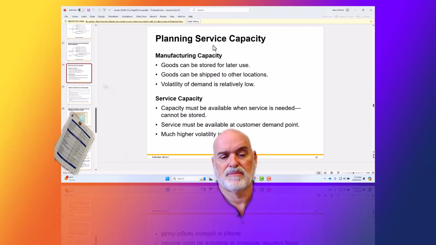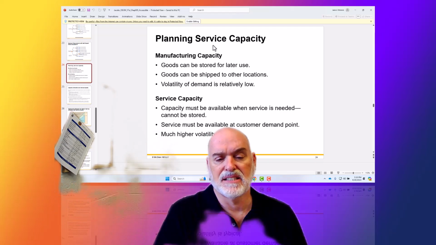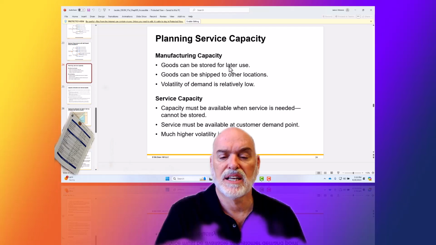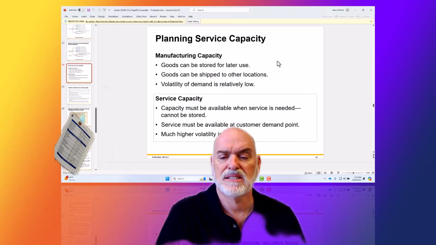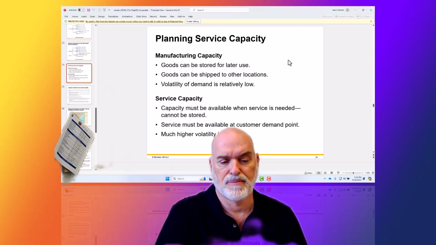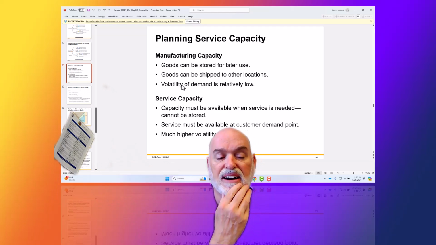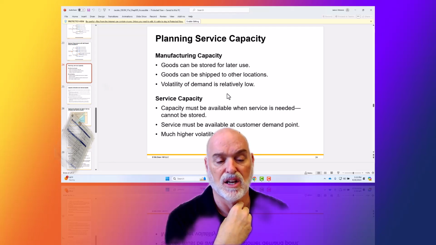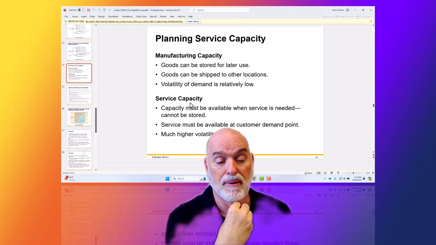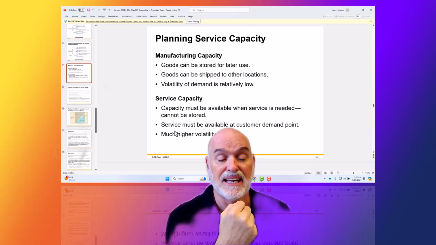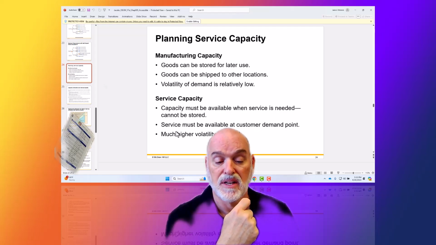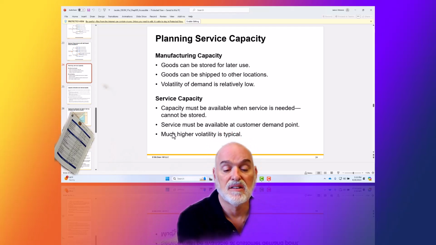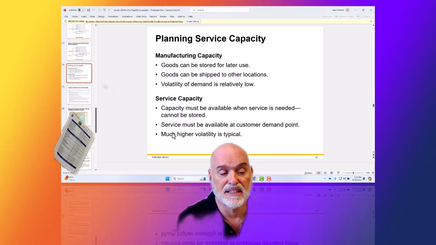Planning service capacity. Well, manufacturing capacity is different. Why? Well, goods can be stored for later use. Can you store service capacity? Can you inventory service capacity? No, you can't. In manufacturing capacity, goods can be shipped to other locations, and volatility of demand is relatively low. Service capacity must be available when the service is needed. It cannot be stored. Service must be available at the customer demand point, and there is much higher volatility than is typical.